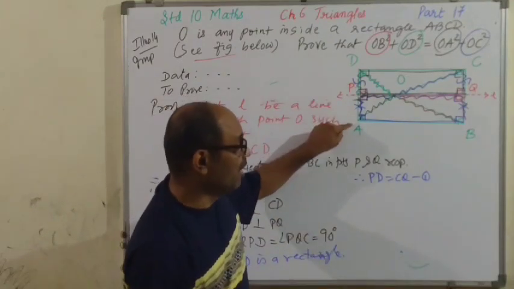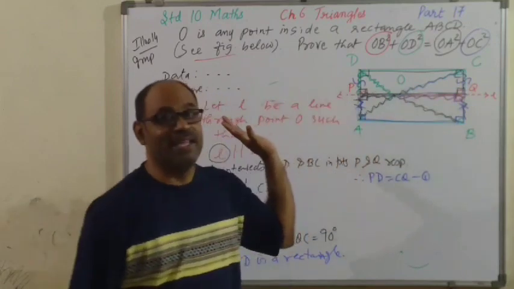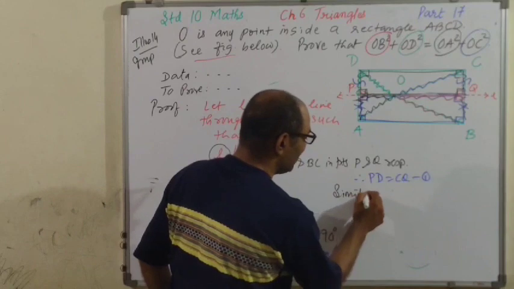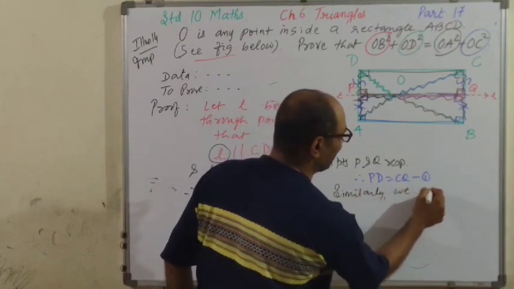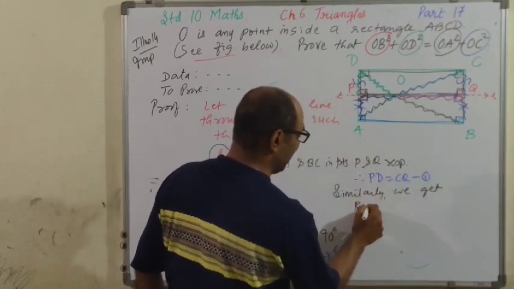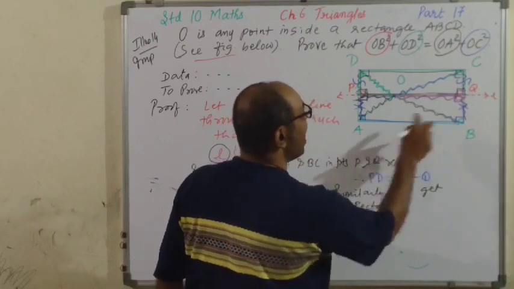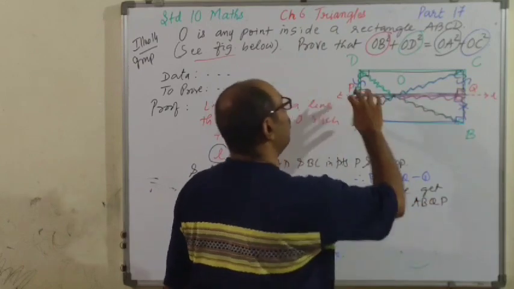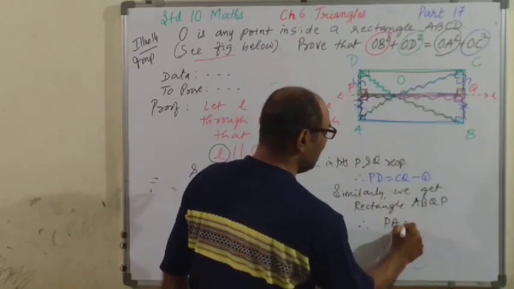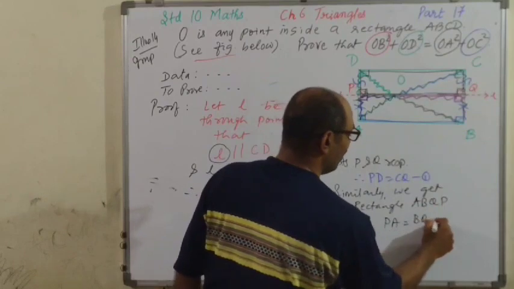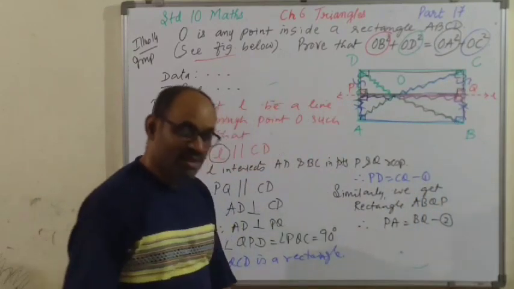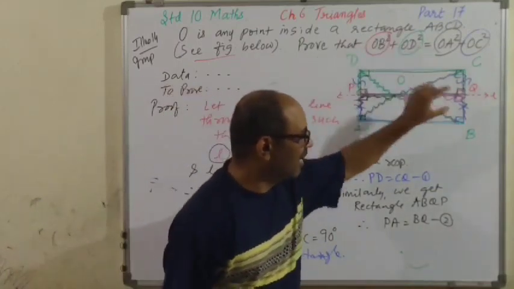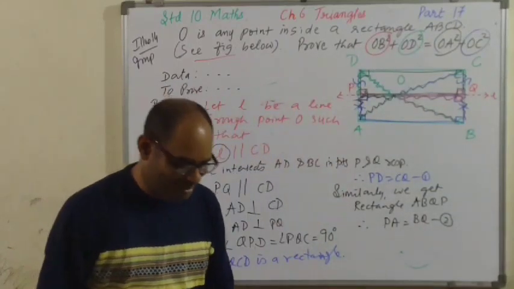Now quadrilateral ABQP is also a rectangle. Similarly, we get rectangle ABQP. Therefore, PA is equal to BQ, result 2. Is that clear? Result 1, result 2. Opposite sides are equal for a rectangle.